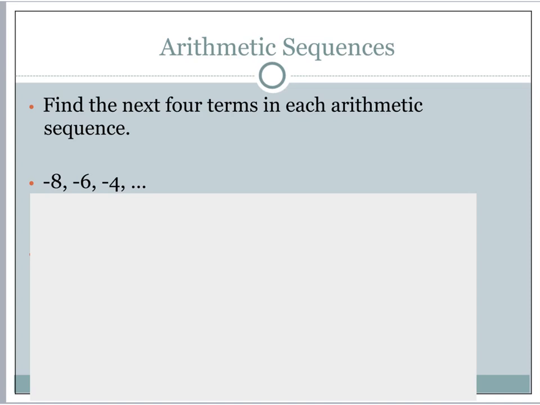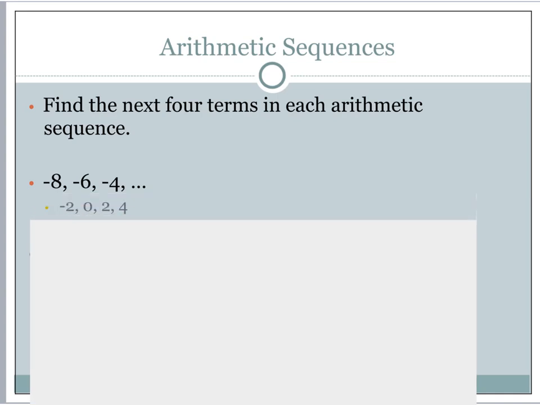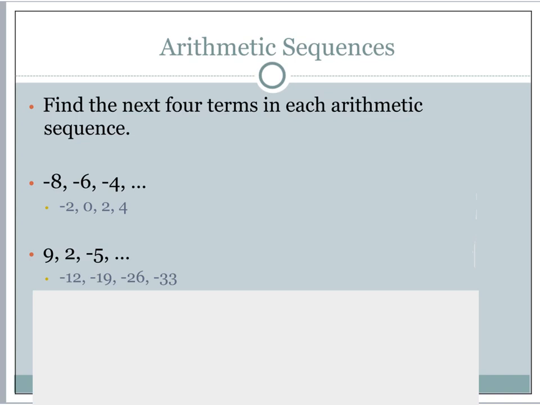Find the next 4 terms in each arithmetic sequence. We have -8, -6, -4. So here the pattern, we're adding 2 to each term. The next 4 would be -2, 0, 2, and 4. In this pattern, we have 9, 2, and -5. So the pattern here is we're subtracting 7 each time. To find the next 4 terms, you can continue to subtract 7 over and over, and you should get -12, -19, -26, and -33.